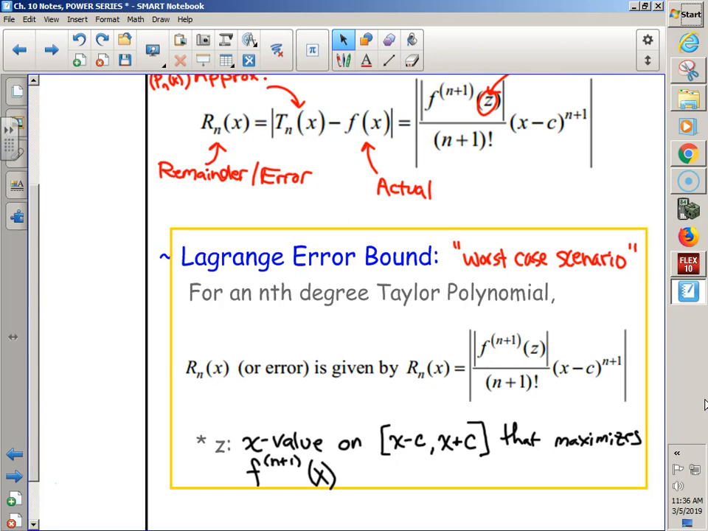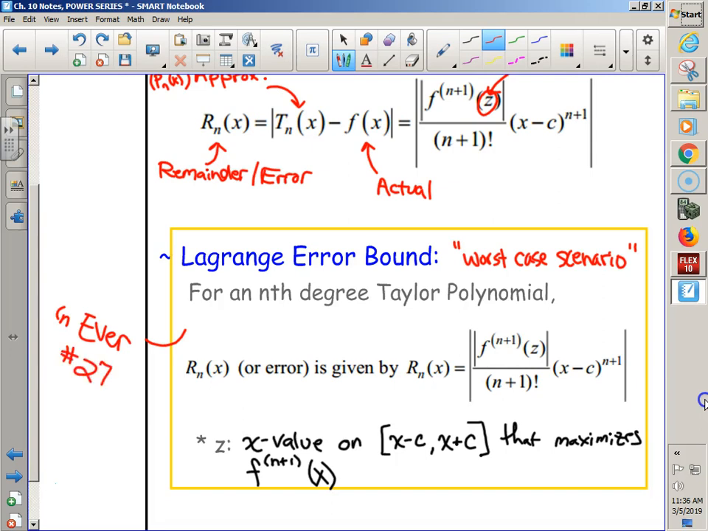Lagrange error bound, endeavor number 27. Now the nice thing is, sometimes they give us clues, like a graph of the n plus first derivative. So say we are doing the 5th degree Taylor polynomial. They give us the 6th derivative graph. So we can look at it and be like, oh, hey, it's maximized there, and we can steal the Z. So you're not always solving optimization by hand for Z. Sometimes they're just giving you clues, and you just have to know how to put them all together. But Lagrange is a bit of a beast that we're going to have to tackle on Thursday.